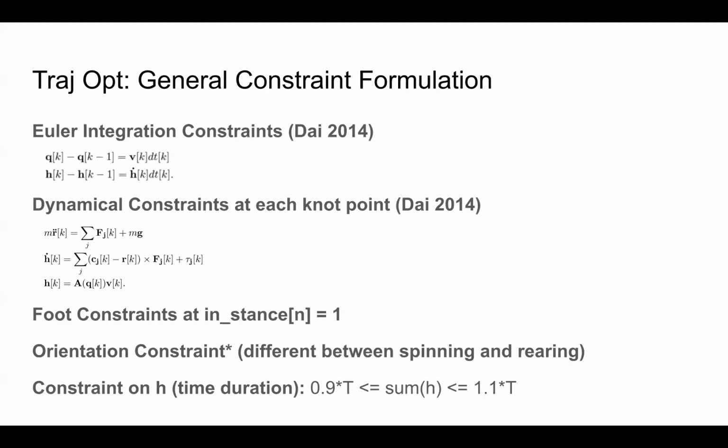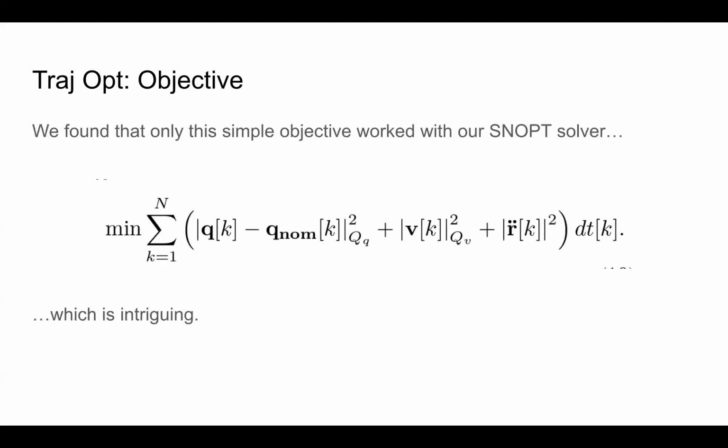For the constraints, we basically took the same ones as DI 2014 for the Euler integration, the dynamical constraints at each knot point. But for the foot constraints, we implement those at each instance where it's 1. And then also we have an orientation constraint, which Irene will go into later. And lastly, a constraint on the actual time durations, similar to the Little Dog Notebook, that they need to sum up to close to the time interval.